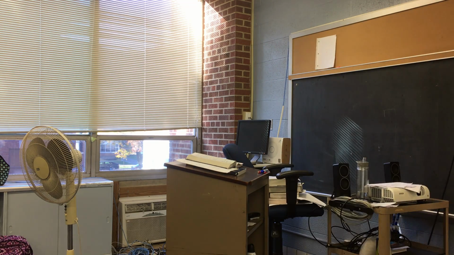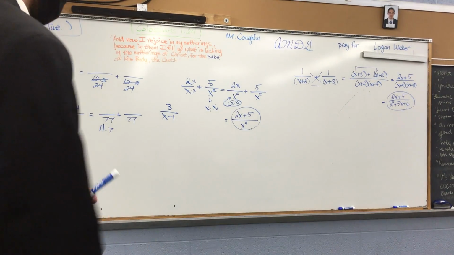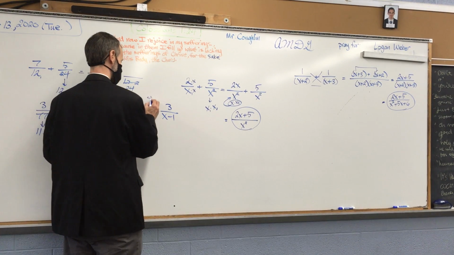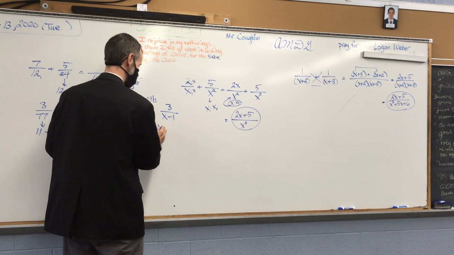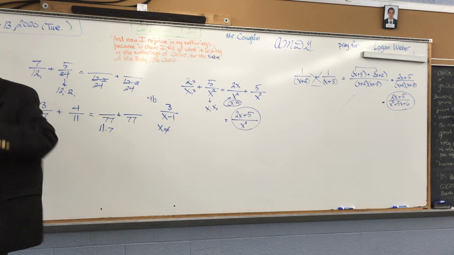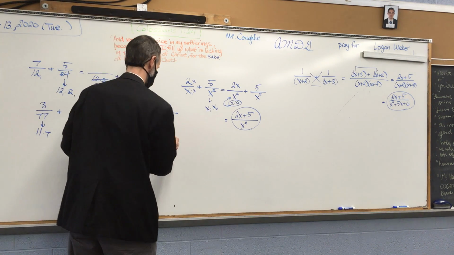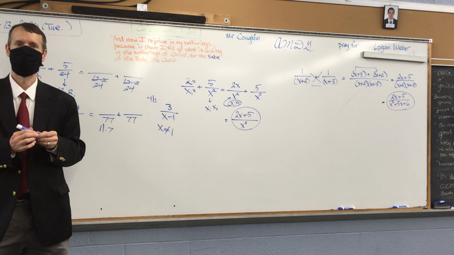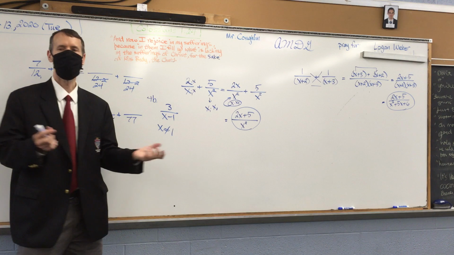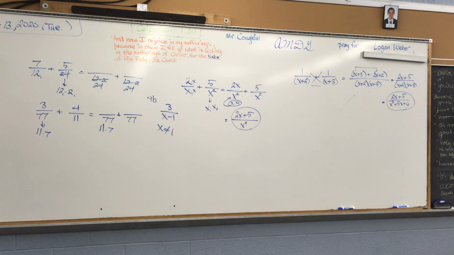Here's the problem. 3 over x minus 1. This is number 4B. What value of x can you not allow in this problem? Good. You cannot allow 1. Tell me why not. 1 minus 1 is 0. Can't have a total of 0 on the bottom.